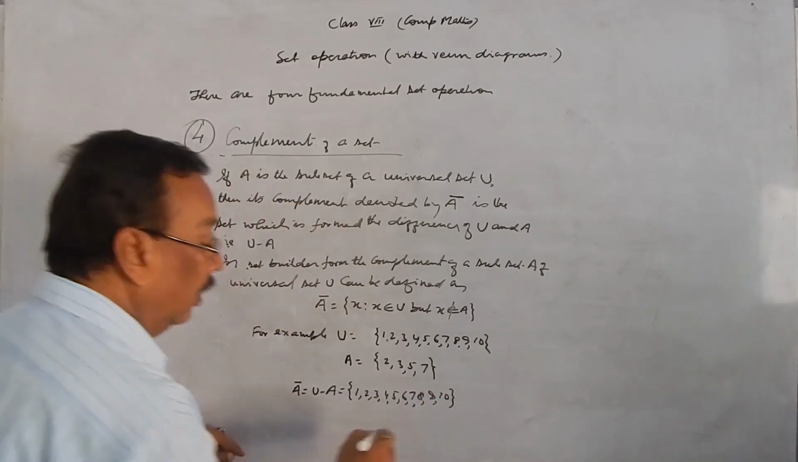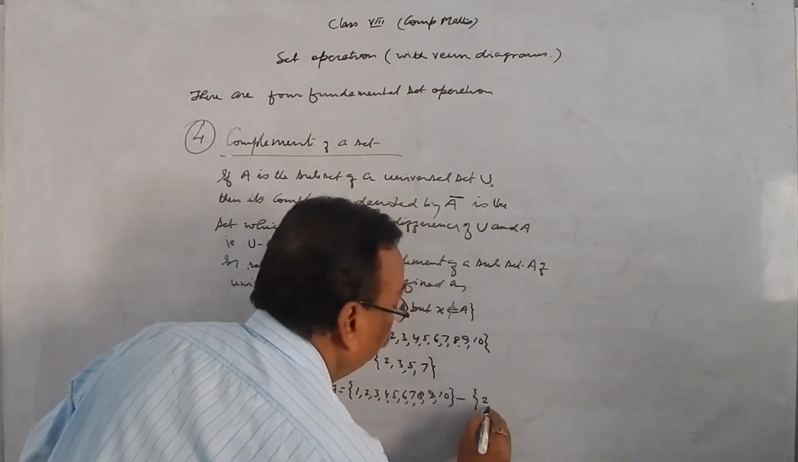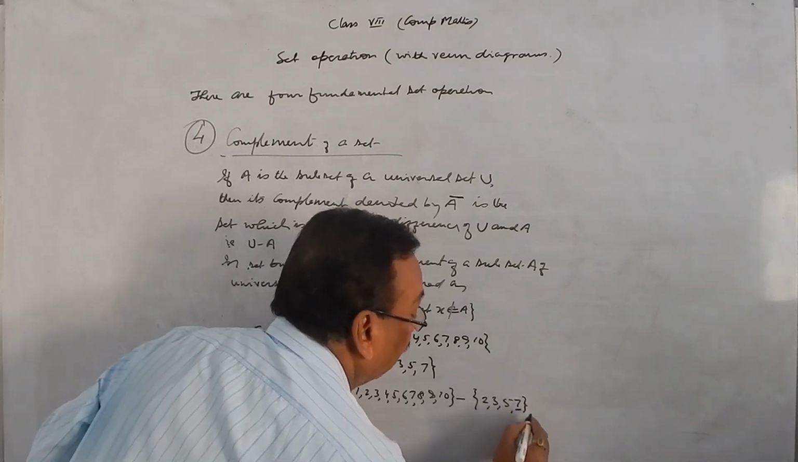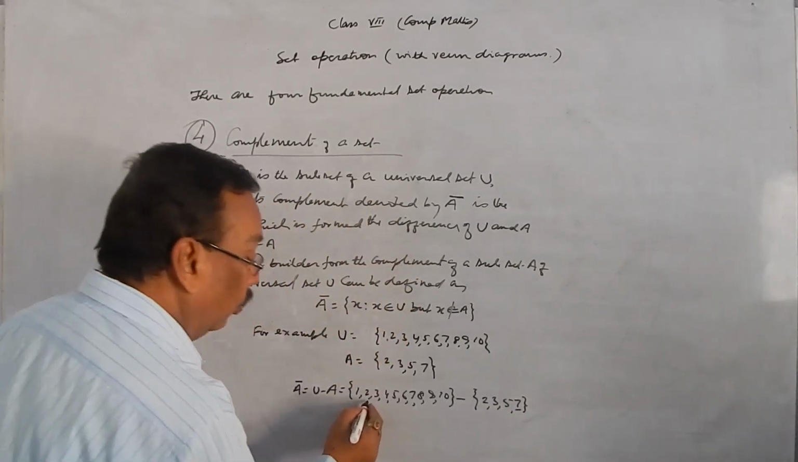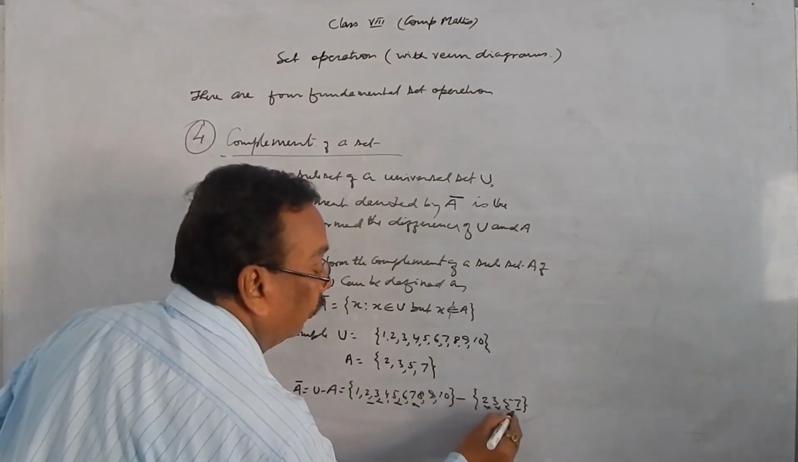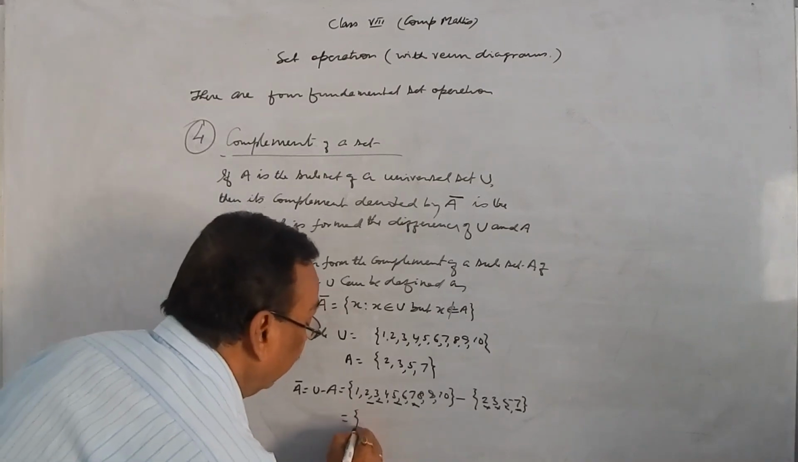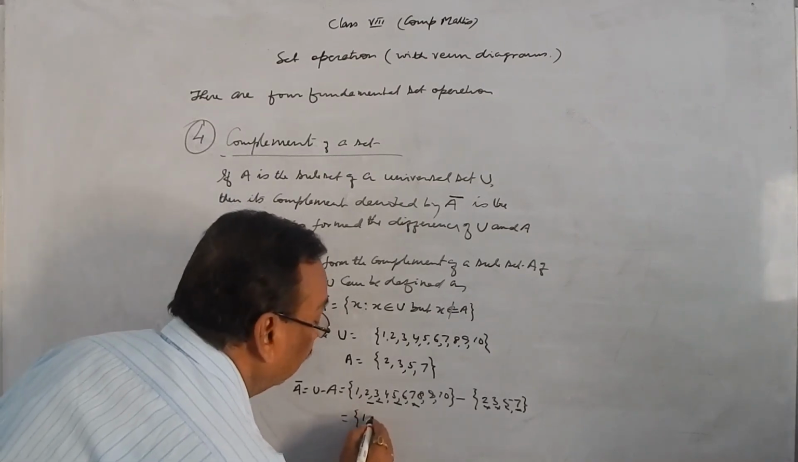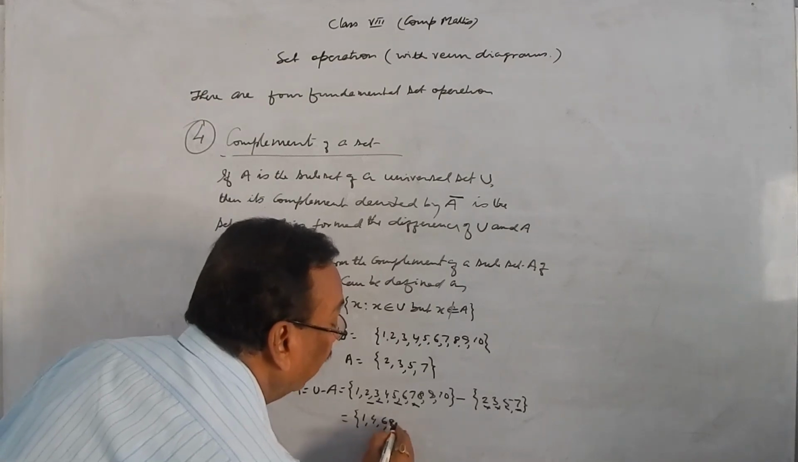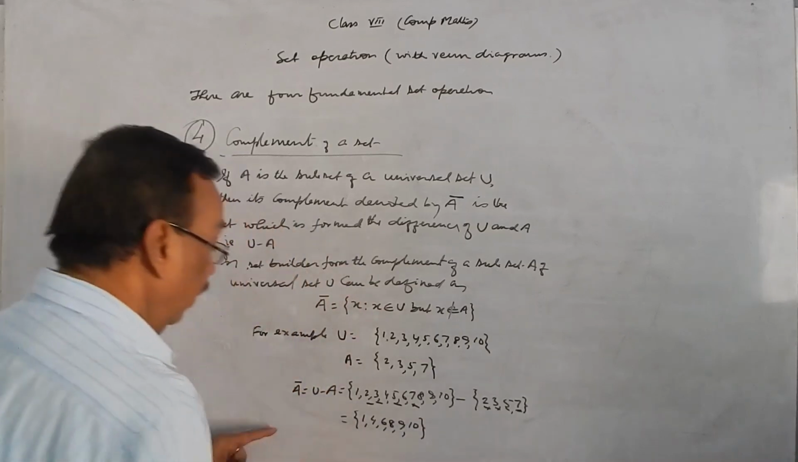we write U minus A, 2, 3, 5, 7. Now we will write 2, 3, 5, 7. That will be omitted. Then we will write 1, 4, 6, 8, 9, 10.